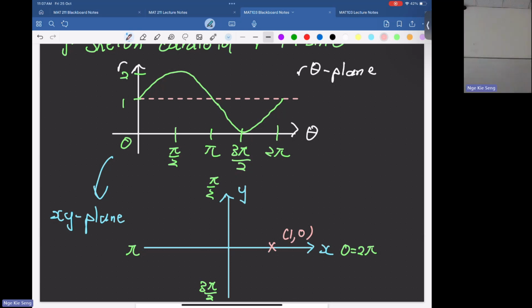But in the r theta plane, what happened? The radius increases. Increases until where? Until 2. When you reach where? Pi over 2, the positive y-axis. So you keep increasing your radius until you reach radius 2 when you touch pi over 2 angle. And then what happened after pi over 2?